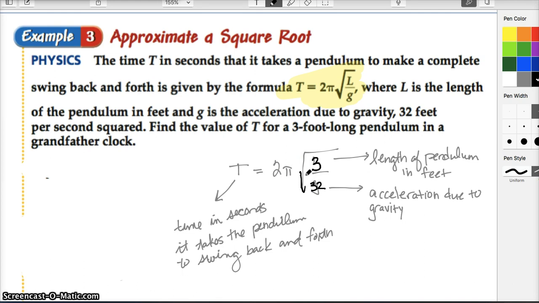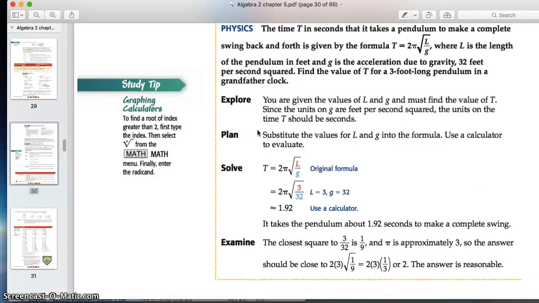So I need to calculate this, and all of these are just regular numbers. So 2 pi and all that stuff. So T is going to equal all of this stuff, and this is kind of straightforward. I'm just going to plug a lot of this into my calculator. And when I plug it into my calculator, we're going to get, just being lazy, using the textbook, 1.92 as the value, which tells us that it takes the pendulum about 1.92 seconds to make a complete swing.